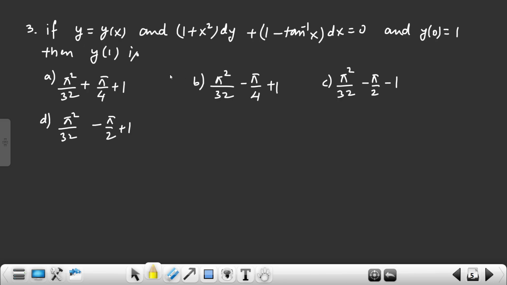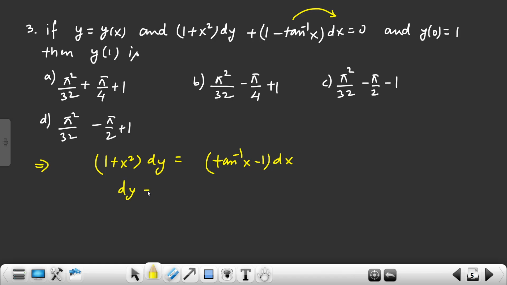Differential equation it is. So as you can see in this differential equation, 1 plus x squared dy, and let's move this 2 on this side. So tan inverse x minus 1 dx. Now dy is very simple. Tell me in the comment section what form of differential equation it is while solving.